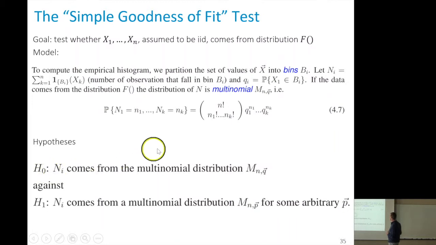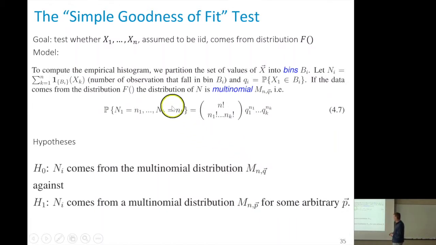That's the typo here. Then if the distribution F is truly generating the data, the counts must come from the distribution we obtain from doing this, which has a name. It's called the multinomial distribution. It's one of the combinatorial things we do in probability when we count how many choices, which is given by this formula here. This is the combinatorial number. It's factorial n divided by factorial n1 ... factorial nk, times the probabilities q1^n1, etc. Complicated, but a closed form expression.